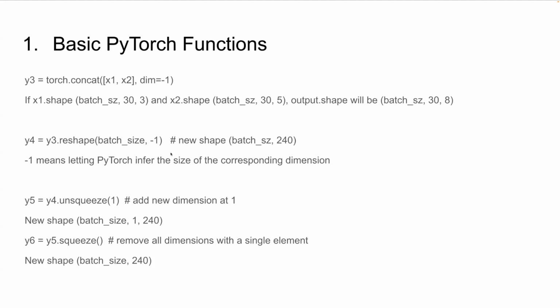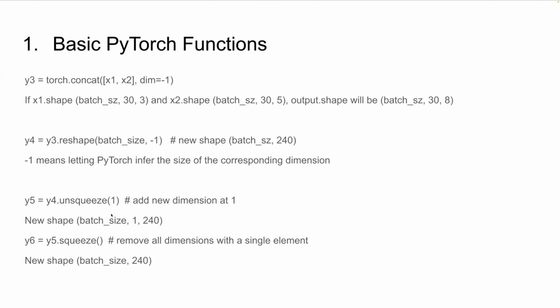And then we can do a reshape. So we do batch size comma -1. And -1 here in reshape means that you'll ask PyTorch to automatically infer the size of the corresponding dimension. So in this case, because y3 from the last row here is batch size times 30 times 8, then after you call reshape, you already have the first dimension, which is still batch size. So you're left with 30 times 8. So that'll be 240 in this case.